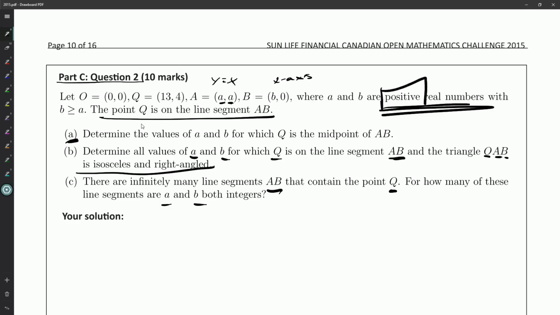Alright, so that finishes up C2. Up next, of course, will be C3. We are making our way through the Part C questions.